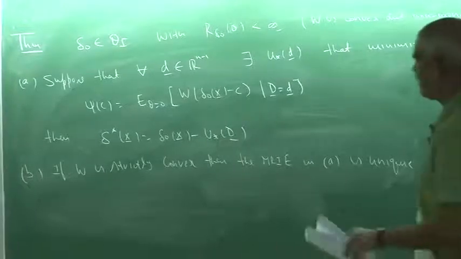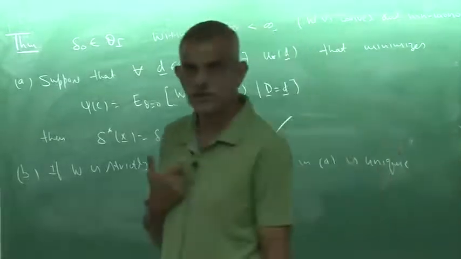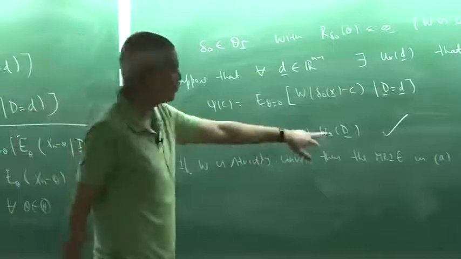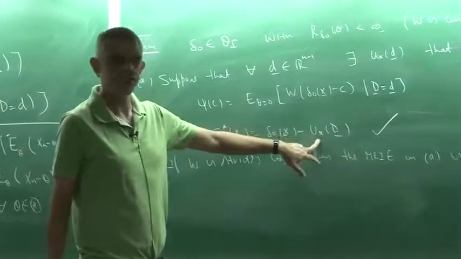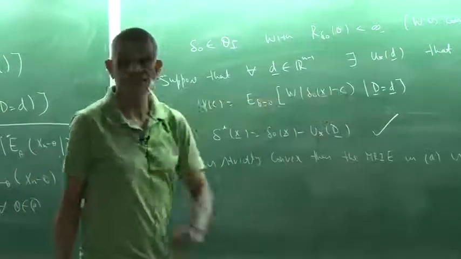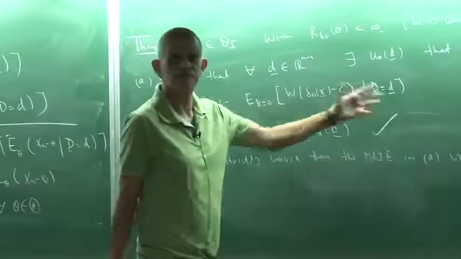my MRIE is nothing but this. Delta naught I can choose as per my choice. So that means the only thing I have to calculate is U star D. But U star D is the one which minimizes this conditional expectation.